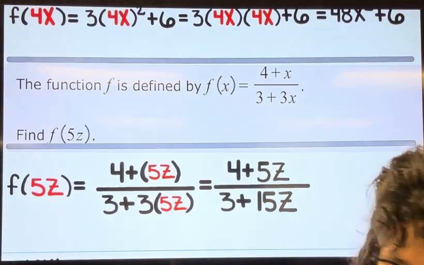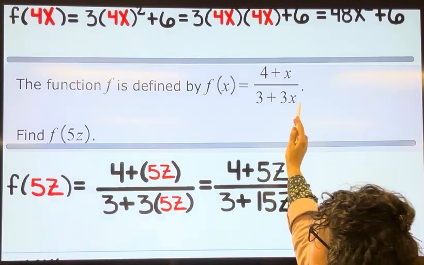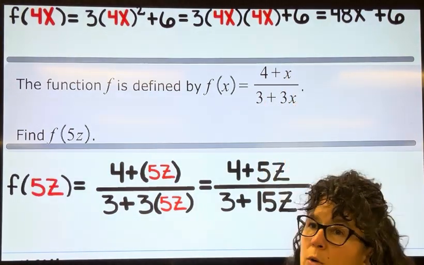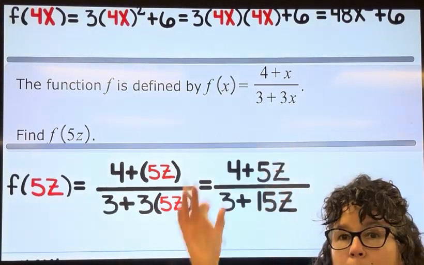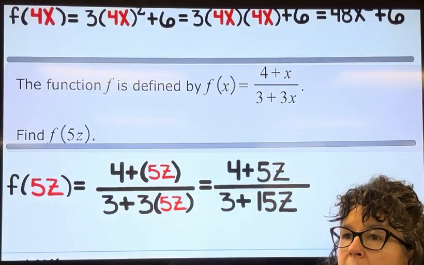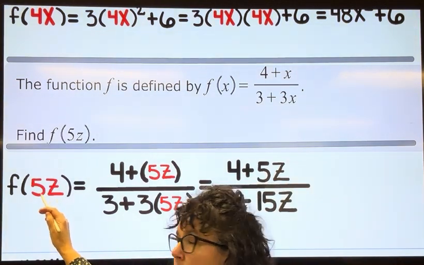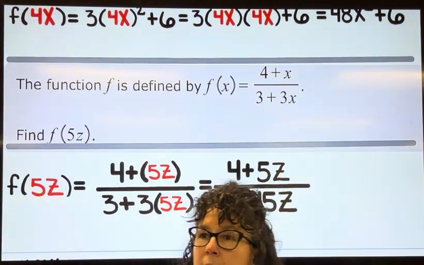So your main idea is you're going to write down the original equation, but every place you see an x in the original equation, you'll put a set of parentheses, and then inside those parentheses, you'll put whatever you're evaluating, and then simplify.